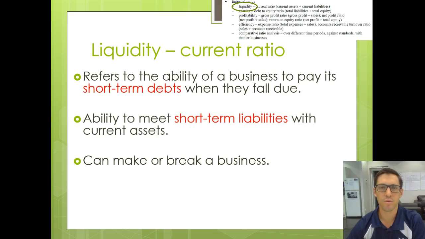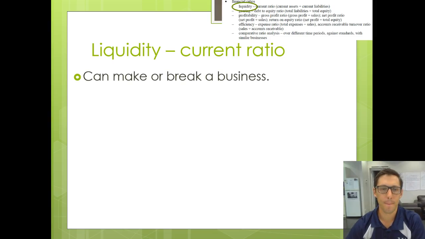The ability to meet those short-term obligations is critical for business, and it really can make or break it. Because if a business can't pay the staff wages, for example, that are due next week, or it's 3 months behind on its superannuation payments to its staff, this business is facing a critical juncture and may not be able to survive in the long term.